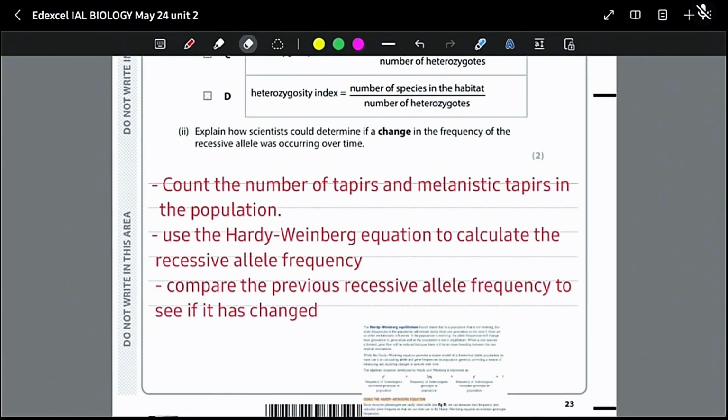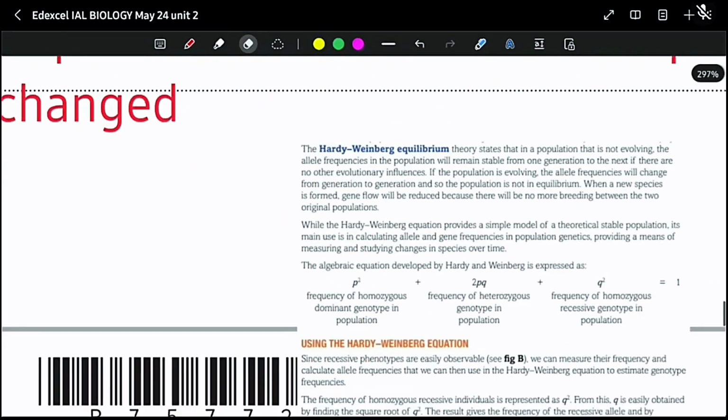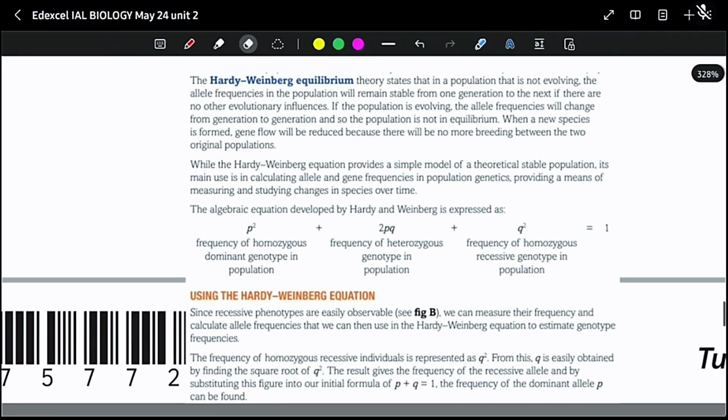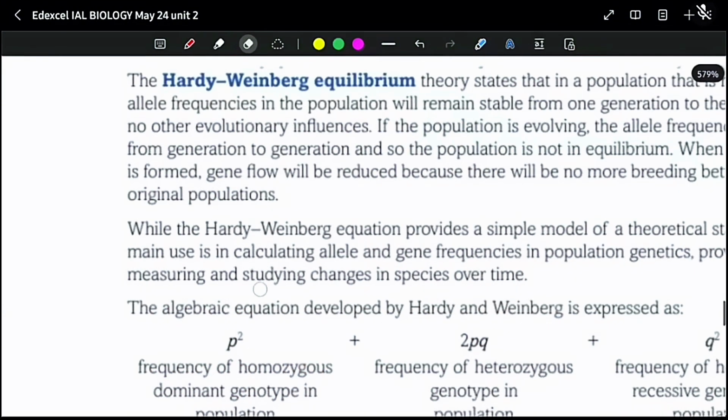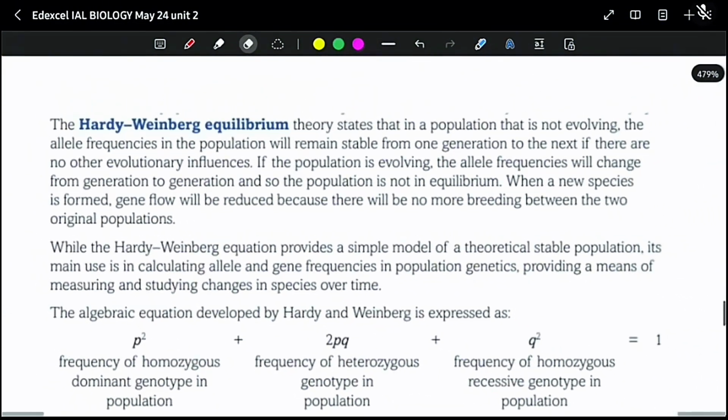Here below, I also included an extract from the book about the Hardy-Weinberg equilibrium. If anyone is confused about what it is, it states that in a population that is not evolving, the allele frequencies remain stable from one generation to the next. If the population is evolving, the allele frequency will change from generation to generation, so it will not remain in equilibrium.